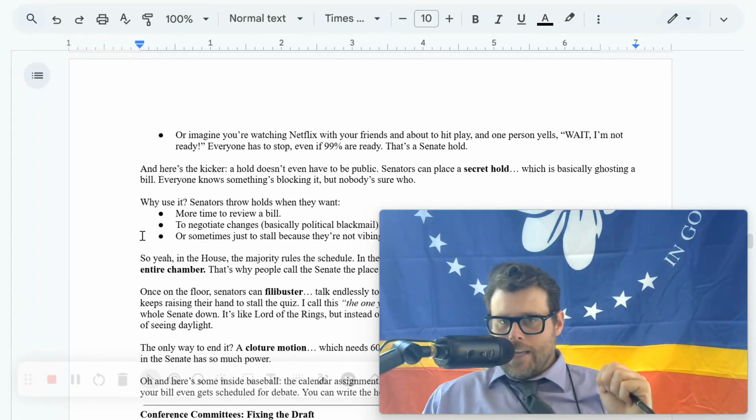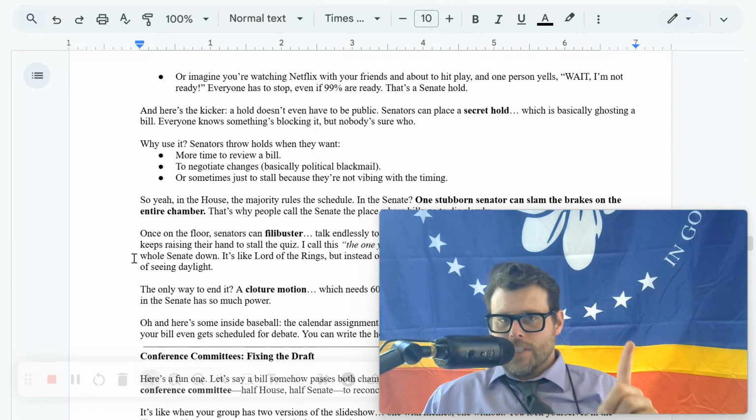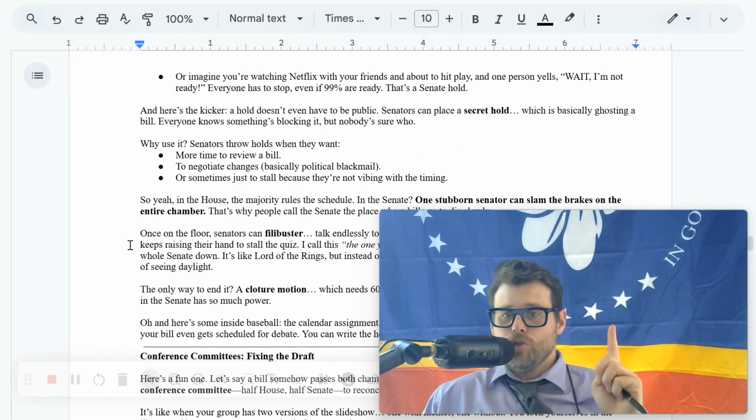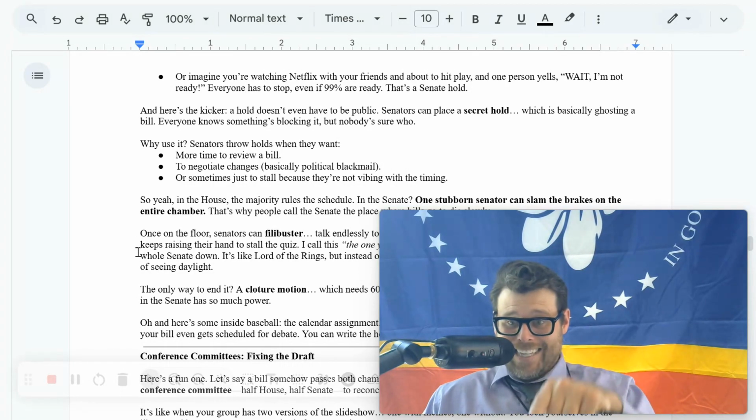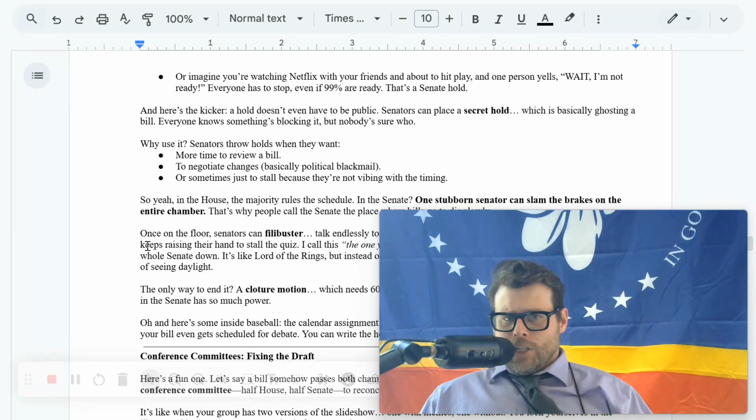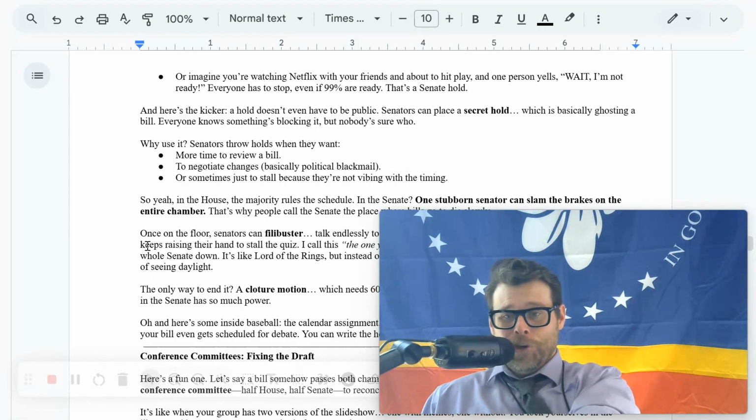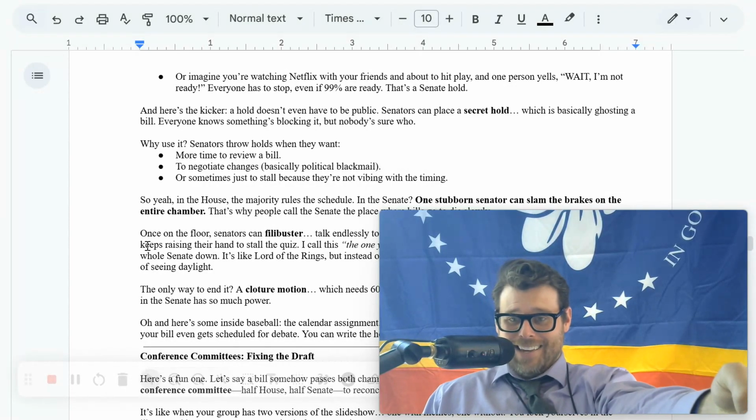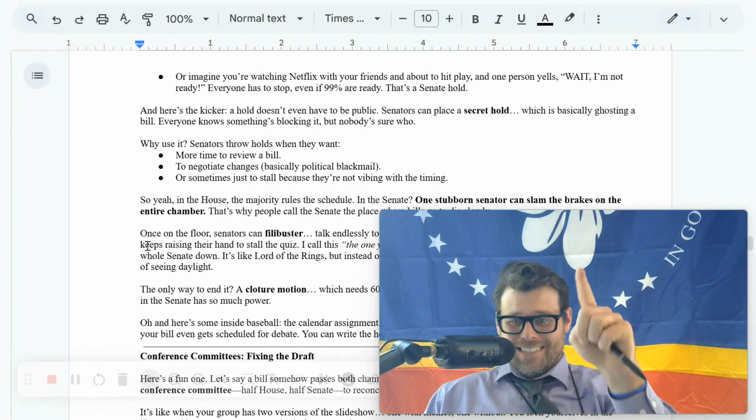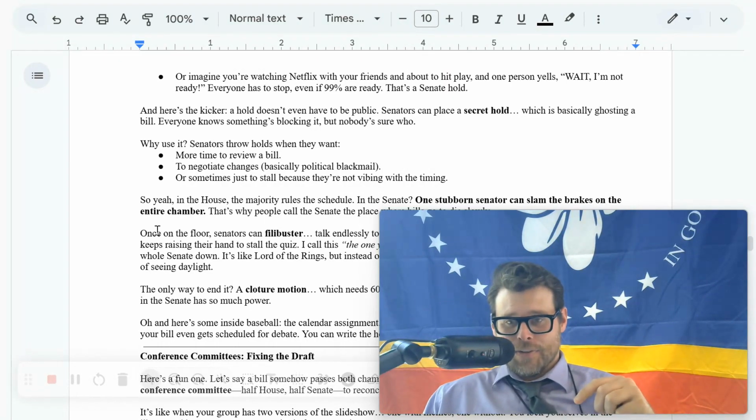Or imagine you're watching Netflix with your friends and about to hit play, and one person yells, "Wait, I'm not ready." Everyone has to stop, even if 99% are ready. That's a Senate hold. And here's the kicker. A hold doesn't even have to be public. You can do secret holds. Sneaky. Which is basically ghosting a bill. Everyone knows someone's blocking it or something's blocking it. But nobody's sure who is blocking it. Man. Secret sneakiness. Gosh, this sounds fun, right?